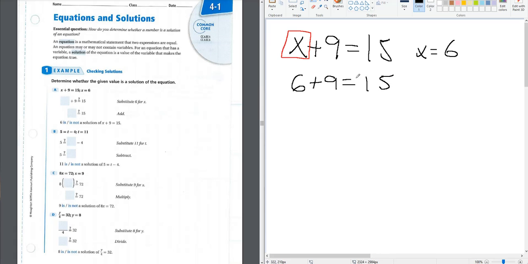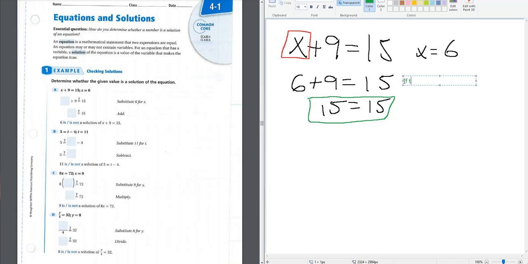Nothing else has changed. Instead of an x, I put a 6 because before I didn't know the value, now I do know the value. So I'm plugging it in and I work it out. So 6 plus 9, that does equal 15. Now, this is what I'm looking for right here. Pretty much if the left side and the right side of the equal sign are the same, then the solution is correct.